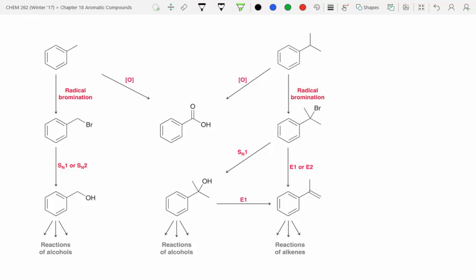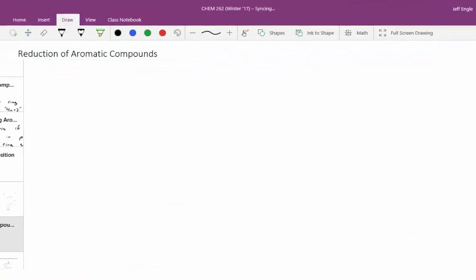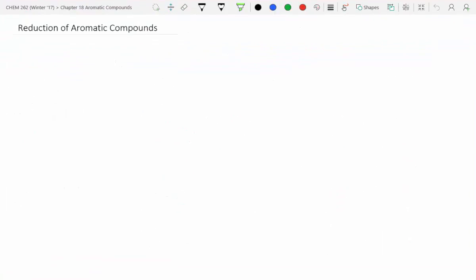All right, one last reaction. And this is the reduction of aromatic compounds. It's a kind of odd reaction, but let's do a little bit of review. What's this parent called? Styrene, right? So it's a monomer used for making plastics.